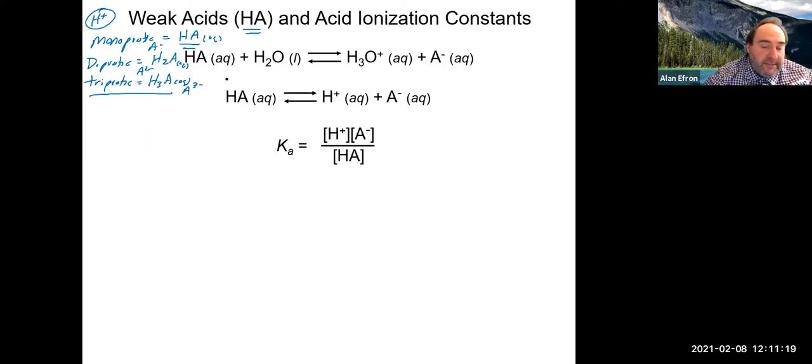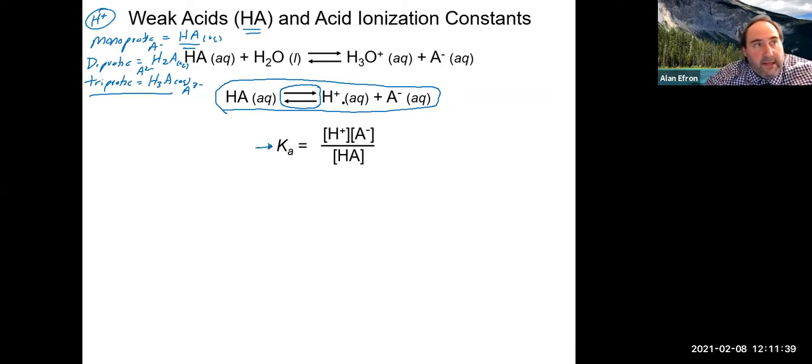So if we write the dissociation of our weak acid, which again, oftentimes could be represented by something like this, we do see our reversible reaction happening. And our reversible reaction means it will set up equilibrium. Equilibrium means we could write an equilibrium expression as we see here. And that is the same equilibrium expression that we've been talking about. It is our products over our reactants.